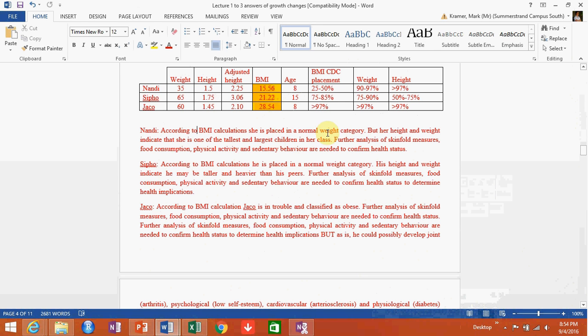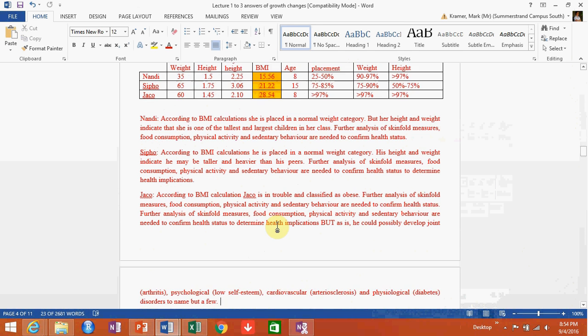So again, looking at this more in depth, further analysis using skin fold measurements is needed, because they are more accurate than BMI. BMI is just a warning system in place, but I would take skin fold measures, look at the food consumption and work in line with a dietitian, and then of course look at the exact type of physical activity the individuals are participating in and their sedentary behavior, which you can do via pedometer, accelerometer, or a questionnaire to the mom or dad. And the same goes for Sipo, and the same goes for Yaku.